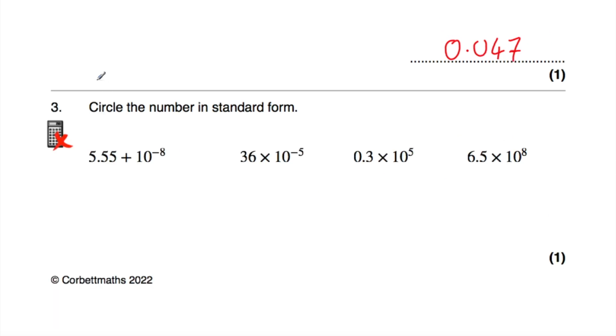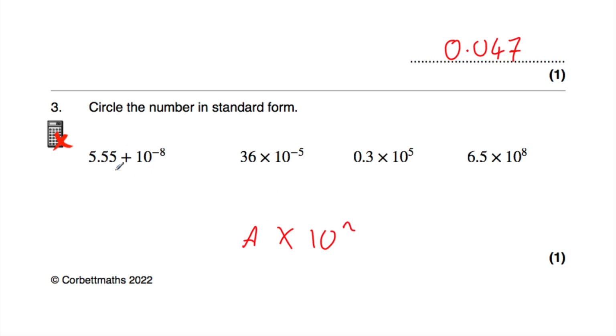Okay, now let's look at our next question, question number 3. We've been asked to circle the number in standard form. So one of these numbers is in standard form, and we need to circle it. So remember, for a number to be in standard form, we're going to have a, so that's a number that's greater than or equal to 1 but less than 10, times 10 to a certain power. So it needs to be in that form.